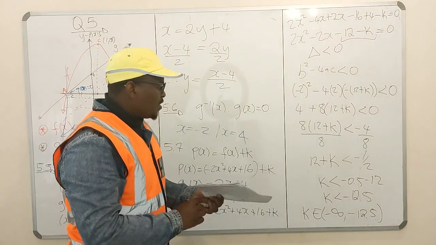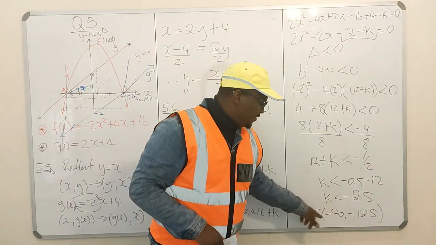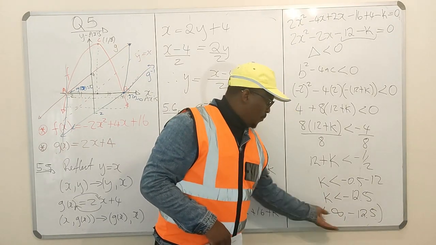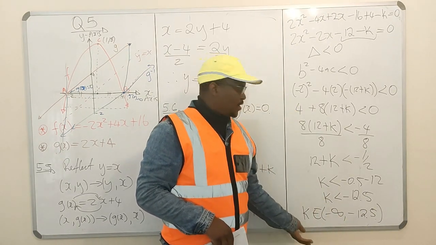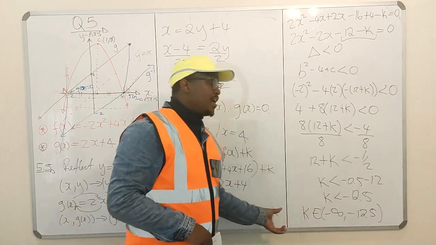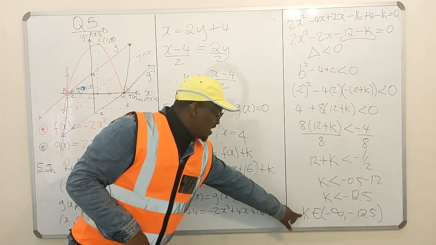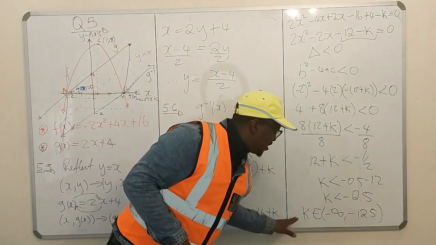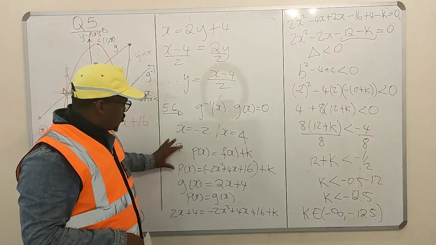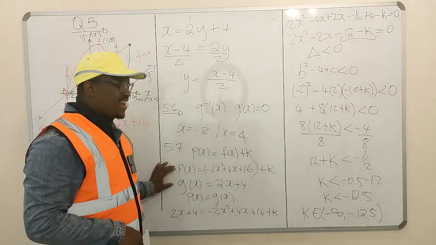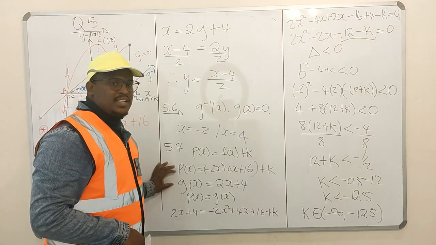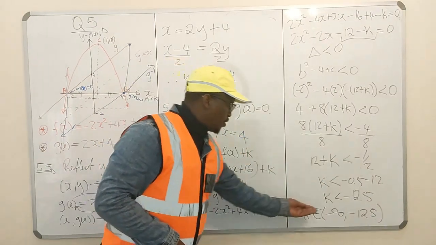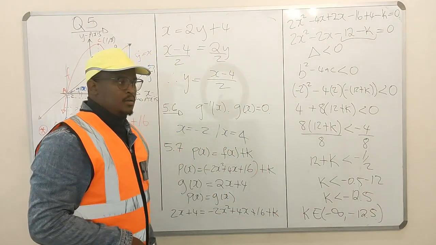So k in this interval, this open interval, will not have a real solution. If our k is anywhere in this interval, then these two equations p and g will not intersect. That is, if our k is less than negative 12.5, in this interval there.